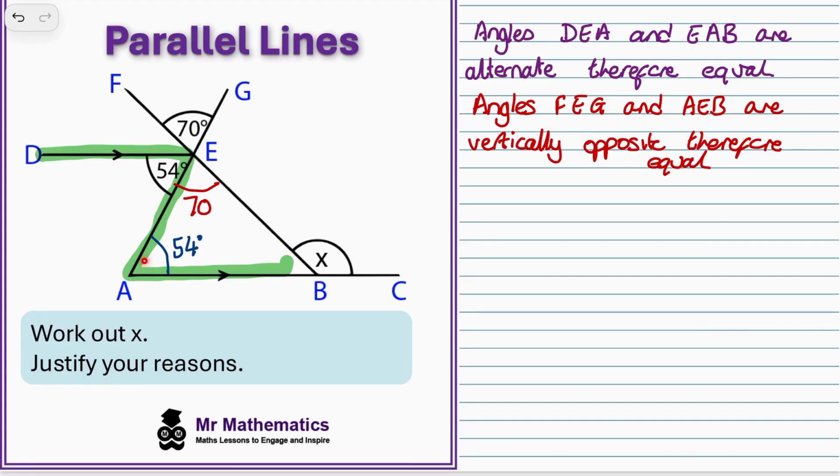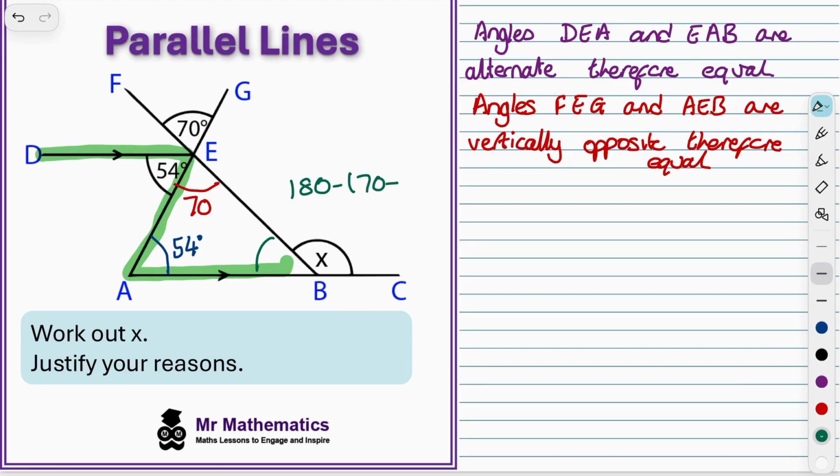And now we've got angles in a triangle, so we can work out E to B to A. This will be 180 minus the sum of the other two angles in that triangle. And this will give us 56 degrees.